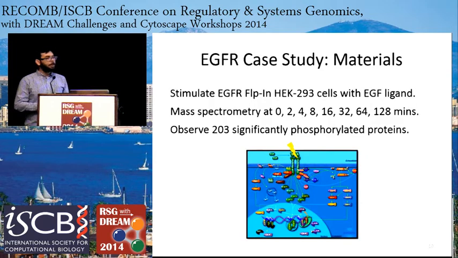So we applied our approach to some real data. So here's our case study. We stimulated EGFR cells with the EGF ligand and performed mass spectrometry analysis at 8 different time points. It is important here that we have some early measurements that let us observe the early response due to the nature of the phosphorylation. And as a result, we observed around 200 significantly phosphorylated proteins.